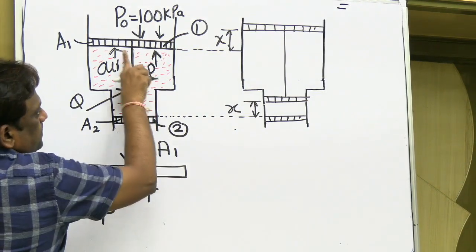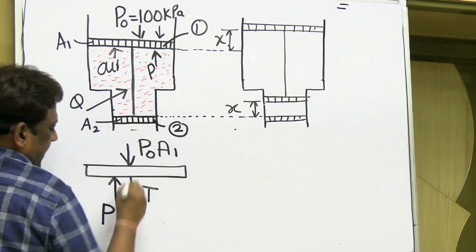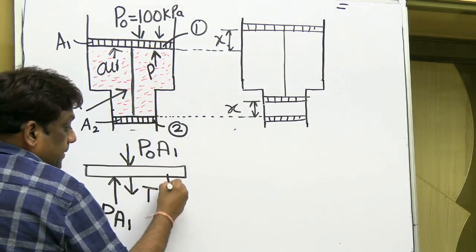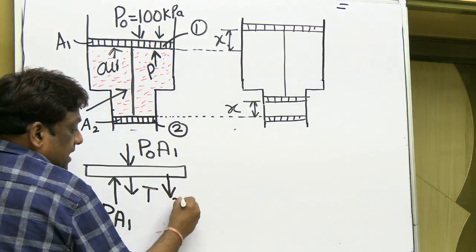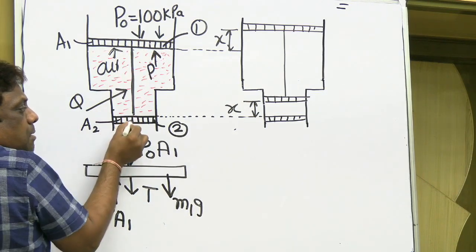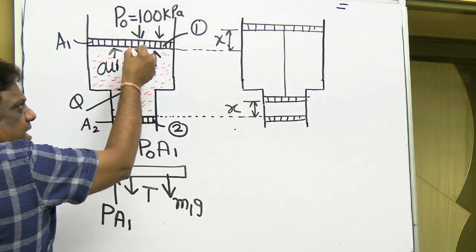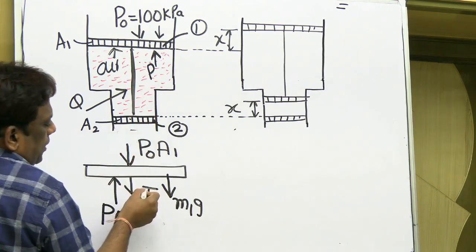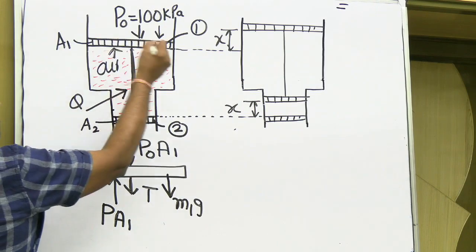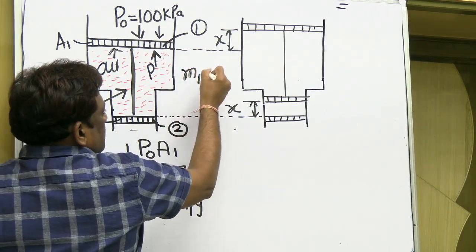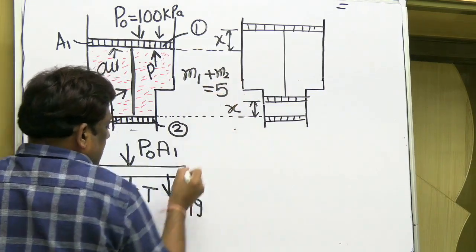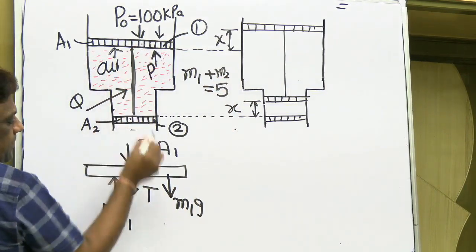And the area on which this pressure is acting, let the piston area be A1. And the mass of this piston, let it be M1. Please understand carefully. So let the mass of this be M1, mass of this be M2. And the string is very negligible. So therefore, already have written the tension. So no problem. Let the total mass M1 plus M2, mass of first piston plus mass of second piston, the total is given as 5 kg.